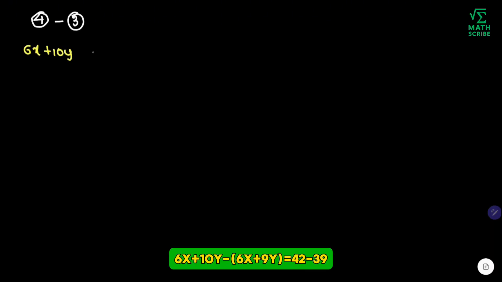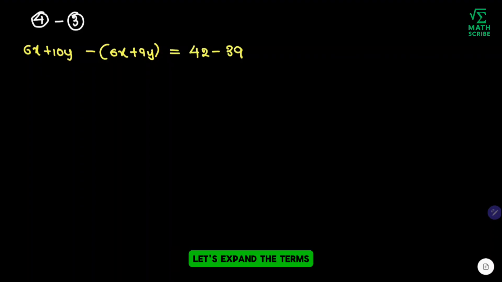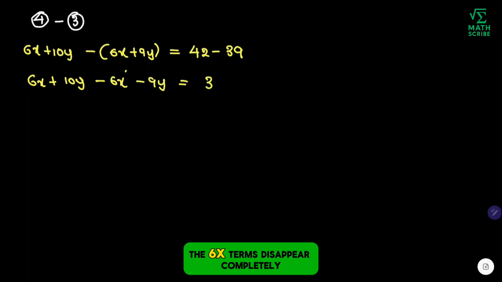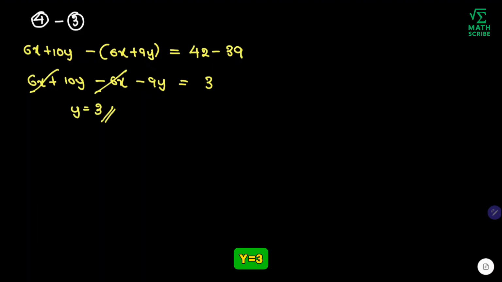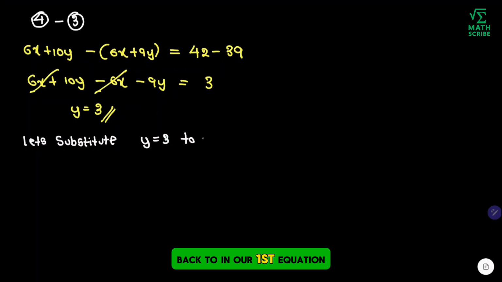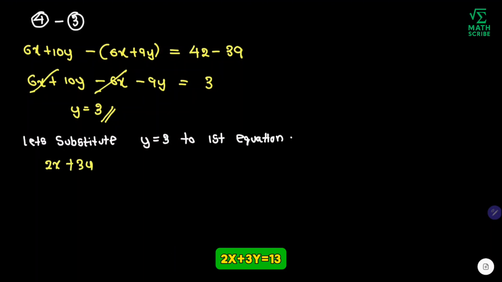6x plus 10y minus 6x plus 9y equals 42 minus 39. Let's expand the terms. 6x plus 10y minus 6x minus 9y equals 3. The 6x terms disappear completely and 10y minus 9y leaves us with just y equals 3. Now, for the final home stretch, let's substitute y equals 3 back into our first equation. 2x plus 3y equals 13. Plug in 3 for y. 2x plus 3 times 3 equals 13. 2x plus 9 equals 13.